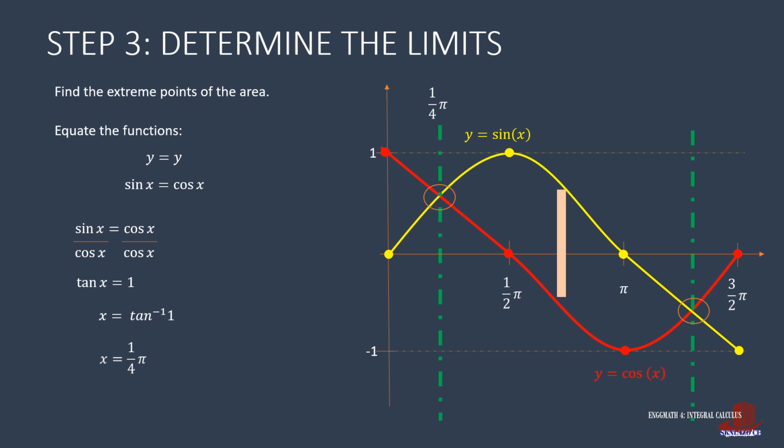We identified one limit, but how about the other boundary? Recall that the tangent function is also periodic, which means that the two curves will again intersect at exactly pi distance, which means the next intersection is at x equal to 5/4 of pi. Then, the next after that is at 9/4 of pi, and so on.